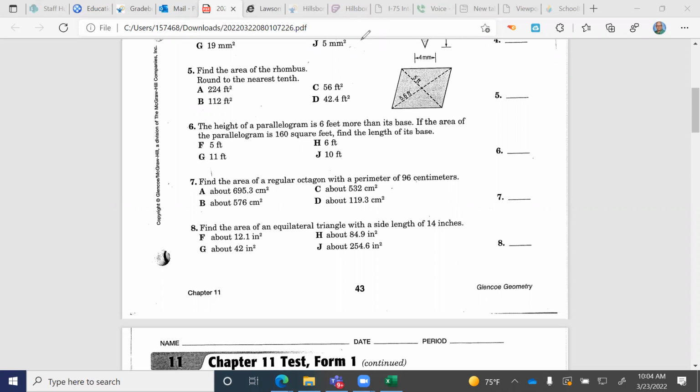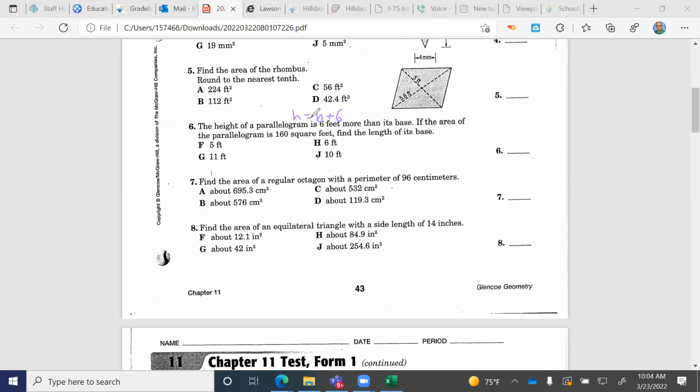Now, some of these are challenging. 6 and 7 were very challenging because they required some extra knowledge. Number 6 actually turns into a little bit of a quadratic. How does this get set up though in the first place? Well, the height of a parallelogram is 6 feet. So we know that this piece is my height. I'm sorry, 6 feet more than its base. I lied. That is base plus 6 is going to give us our height.